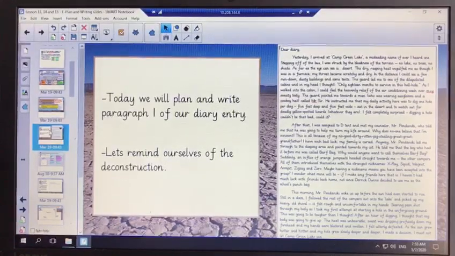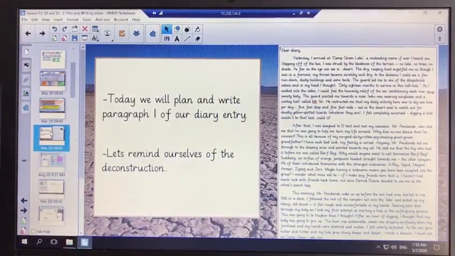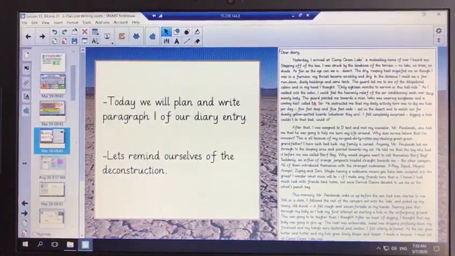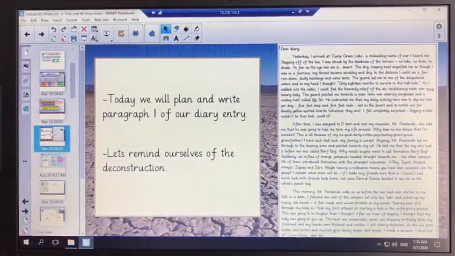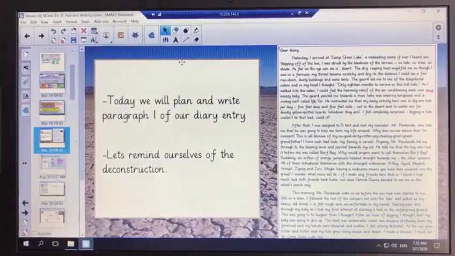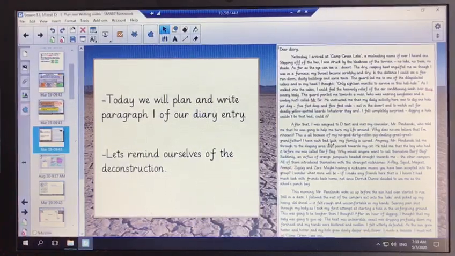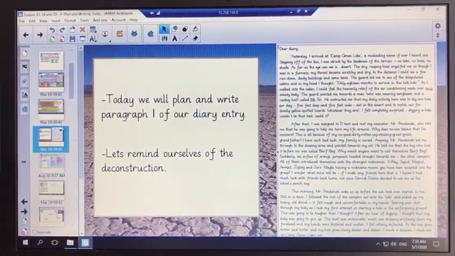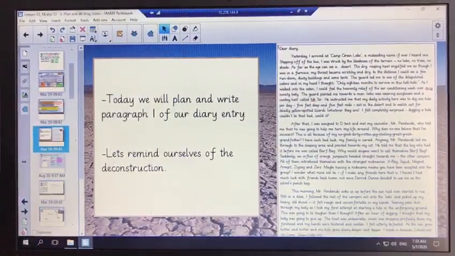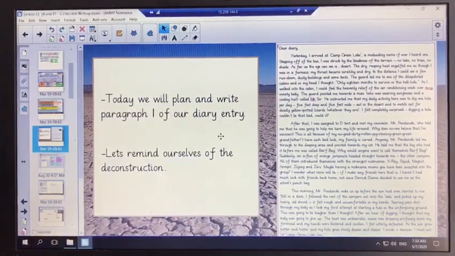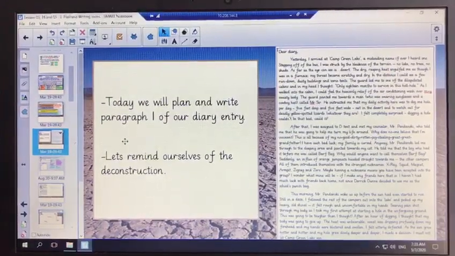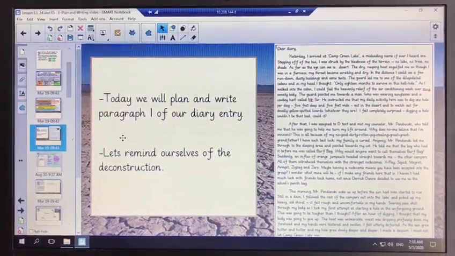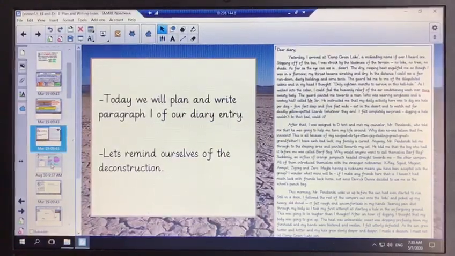First of all, let's take some time to remind ourselves of the deconstruction. This is an important thing to do because this is a model of what a good diary entry would look like. We have our 3 paragraphs, each with similar themes and ideas to what we will be writing about. Just take your time to read this before moving on. We have included this on the website as well in a separate document. And when you're ready, move on.